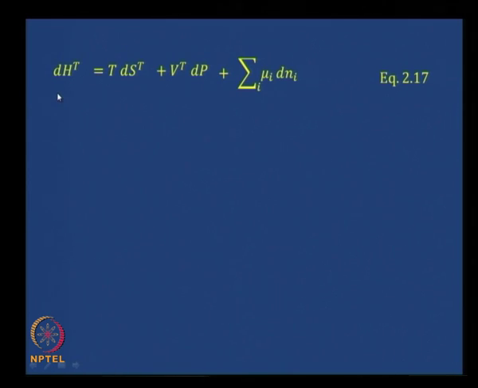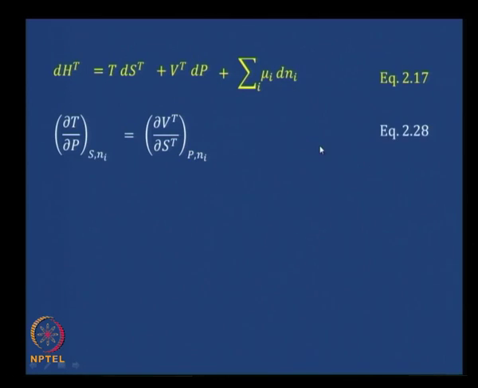Let us take another example. I will give you all 4 or all more than 4 in the first case. dHt we have seen is T dSt plus Vt dP plus summation of mu i dni, and this was equation 217 before. If we apply the reciprocity relationship here, ∂T/∂P at constant S and all other ni equals ∂Vt/∂St at constant P and all other ni, equation 228.